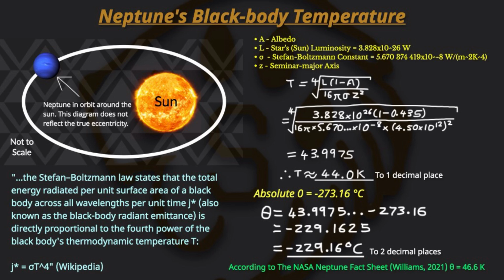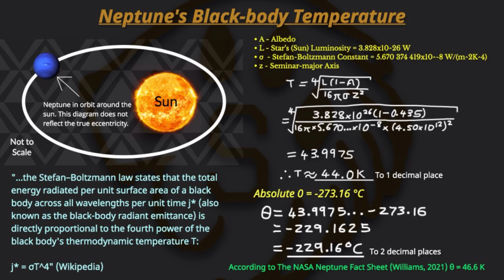43.9975 minus the 273.16 degrees Celsius. Then we get negative 229.162, and that's approximately negative 229.16 degrees Celsius to 2 decimal places.